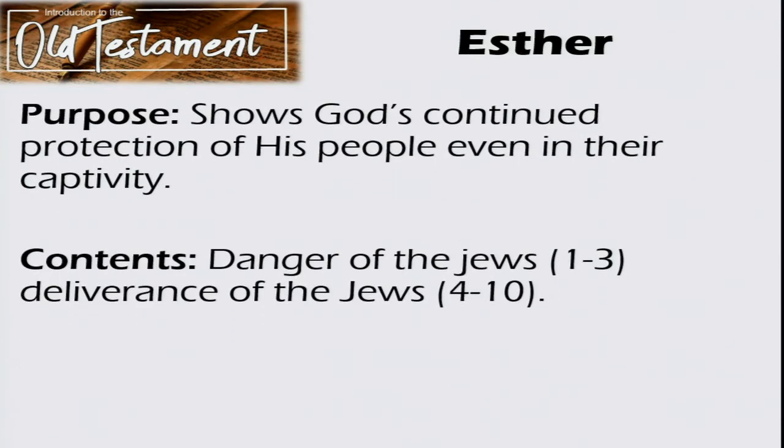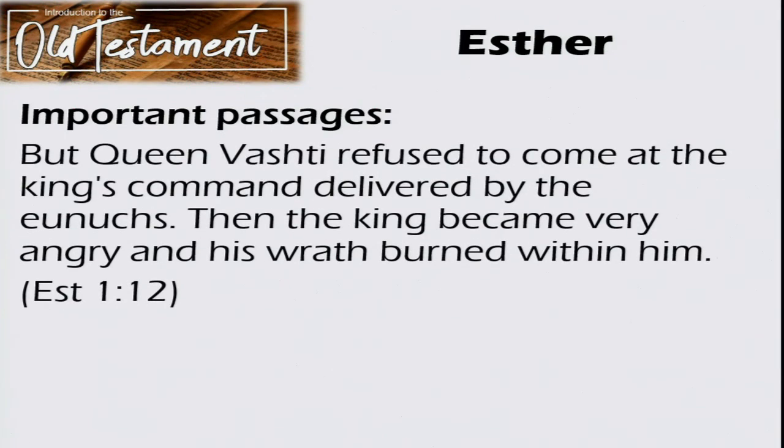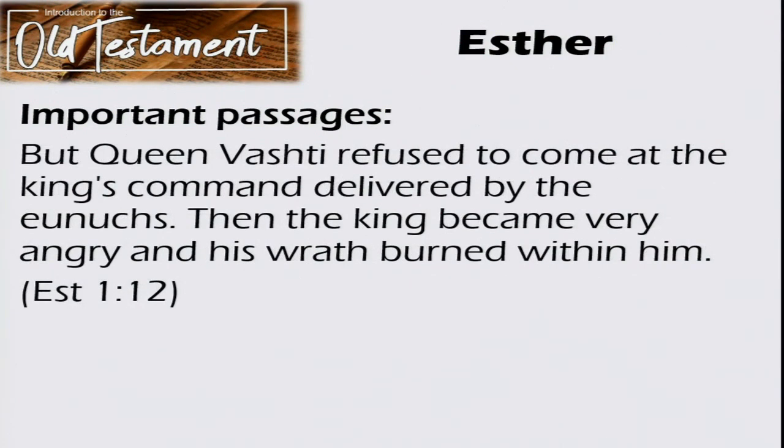What's interesting about this book is God's name is not even mentioned in this book, but it shows God's continued promise or protection of his people even in captivity. We see the danger for the Jews in the first 3 chapters that they were going to be killed, all that took place there, and then the deliverance and how that took place. An important passage with Esther, again, a point that gets overlooked quite a bit.